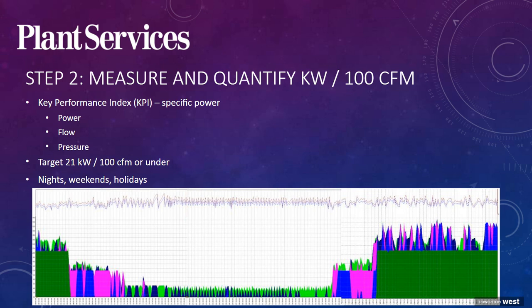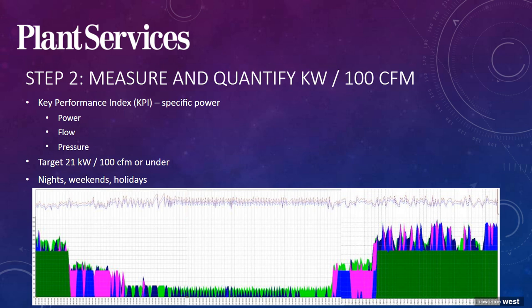Okay, here we are with step 2, measure and quantify. So I'm a data guy. This is exciting for me, so I'm going to spend a little time with this one. But power, flow, and pressure should always be measured, and you want to measure them for at least a week, preferably longer, to obtain an accurate system snapshot.